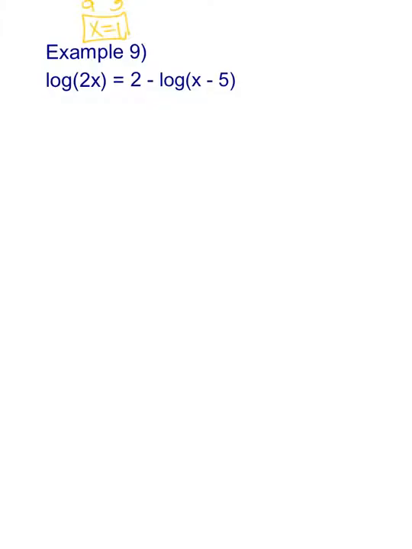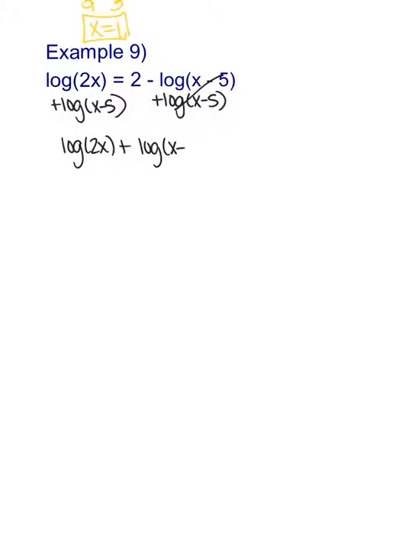All right, let's look at example 9. I've got log of 2x equals 2 minus log of (x minus 5). So anytime you have logarithms on both sides of the equation, I'm going to have to condense down to one logarithm. And I can only do that if all the logarithms are on one side. So I'm going to need to add this log of (x minus 5) to the left-hand side. So I'll have log of 2x plus log of (x minus 5) equals 2.